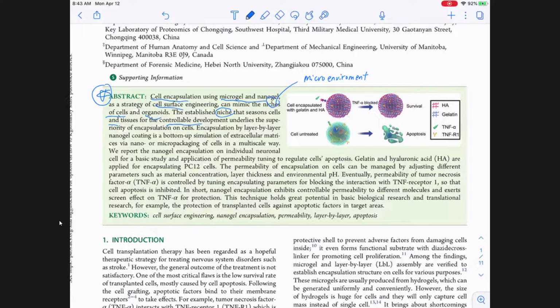We do not put a bigger tissue or bigger volume. We just use a nano coating to tune a single cell. That's interesting. So it's a layer by layer nanogel coating. We say bottom up, from cell level to tissue, from the bottom level to the high level, to make artificial tissue and organs.